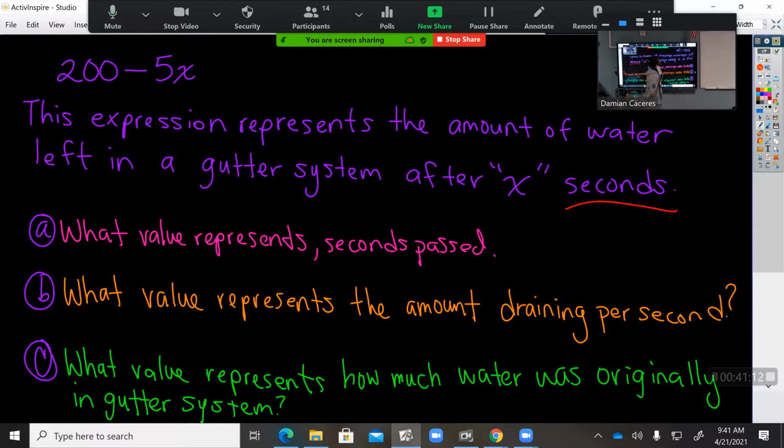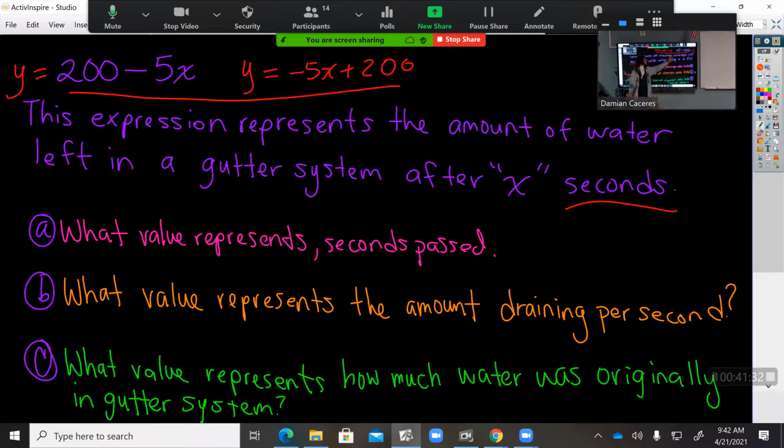So this expression, 200 minus 5x, by the way, you can put y equals in front of any expression to make it an equation because y is also always the result of an expression. So you can put y equals 200 minus 5x. You can put y equals negative 5x plus 200, which is the same exact thing. As long as the 5 kept its sign and the 200 kept its sign, the values are still the same.